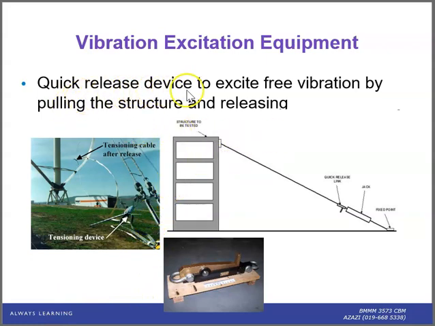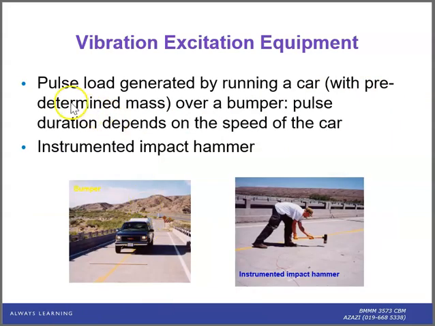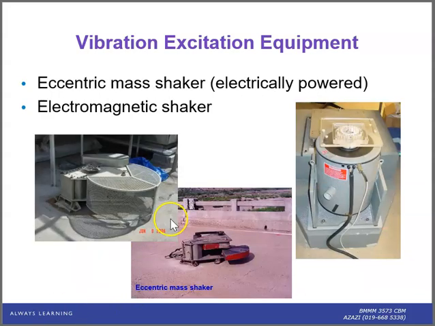So, a quick release device excites free vibration by pulling the structure and releasing it. This is a pulse load generated by running a car with a predetermined mass inside the car over a bumper. So the pulse duration depends on the speed of the car. They put bumpers here. And the second is an instrumented impact hammer to create the excitation or vibration. And this is another excitation equipment.